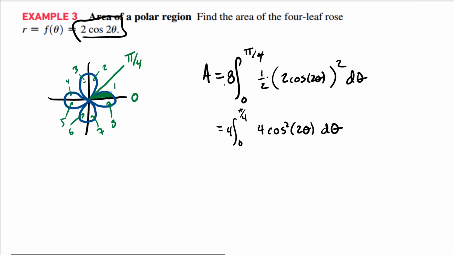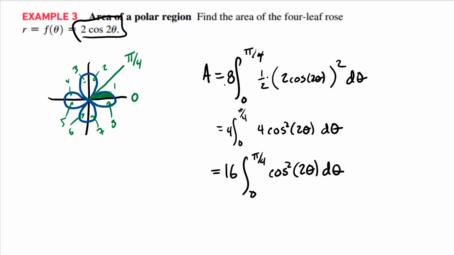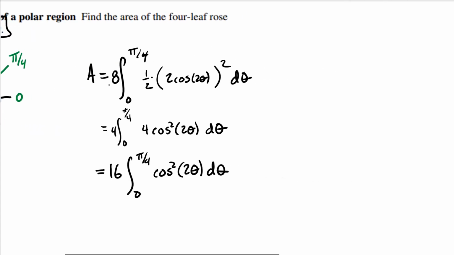Let's take out that 4. We're left with a 16. And now we're going to have to use that reduction formula, or as your book will call it, the half angle formula. So let's just jump aside. You remember this. Cosine squared is equal to 1 plus cosine of 2 theta, all over 2. It's much easier to write it like this.